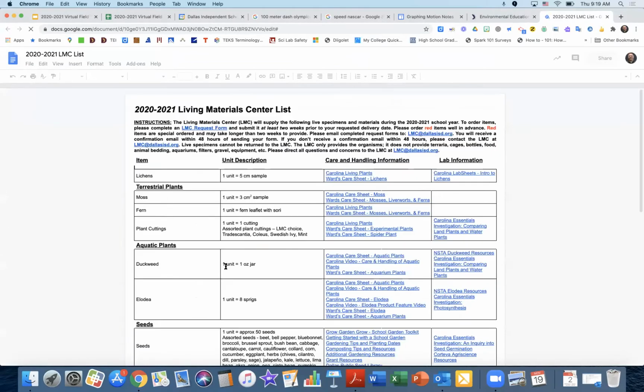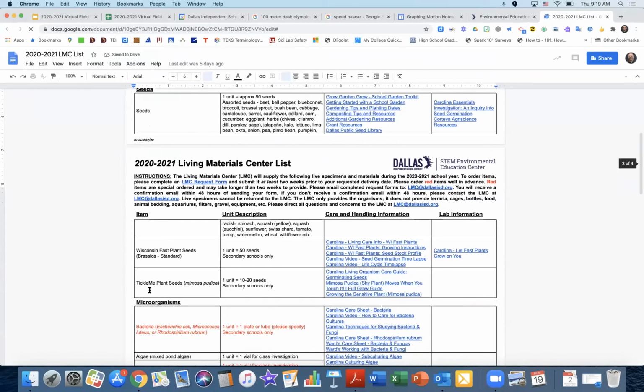And the seeds you are looking for are called Tickle Me Plant Seeds. You can do some really cool investigations involving thigmotropism, and those are free to use. So if you're a student watching this and you're in Dallas ISD, tell your teacher. If you're a teacher, tell yourself, and check out these seeds from our Living Materials Center. They are free. All right, now we're going to move on to hydrotropism with Mr. Monroe.